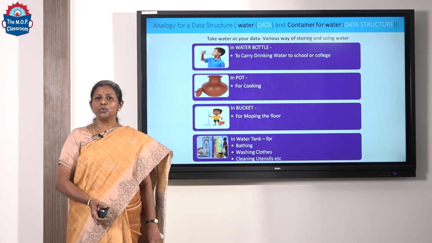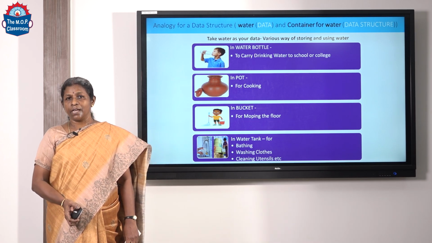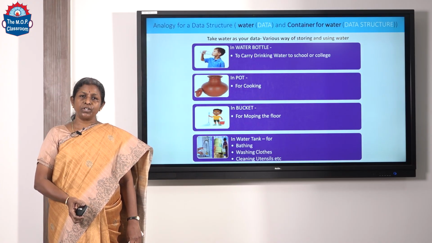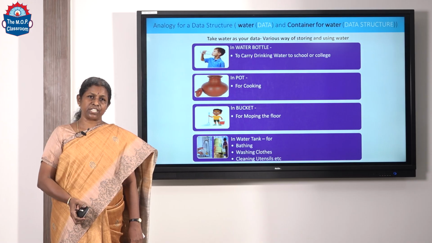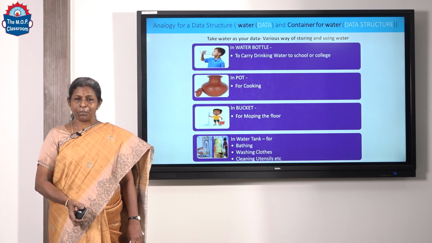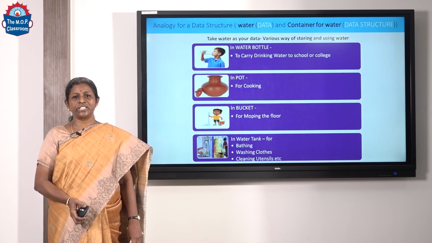Similarly, I can give you two more examples. Suppose you want to mop the floor, you can take the water in a bucket so that you can insert the mop stick and mop it. Suppose you want to use the water for multiple purposes such as washing the vessels or watering the plants. In that case, you will require a large amount of water. So, you are going to fetch the water from the tank. How do you fetch it?